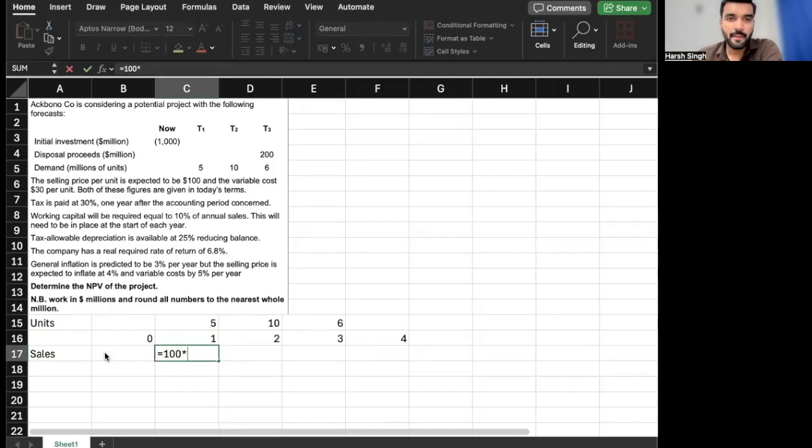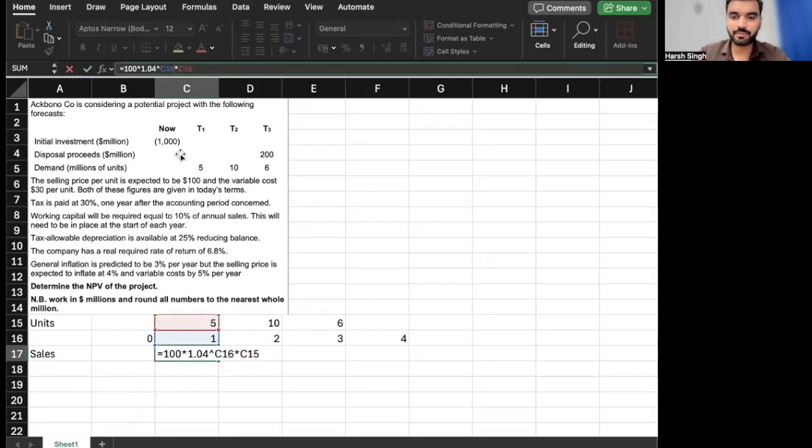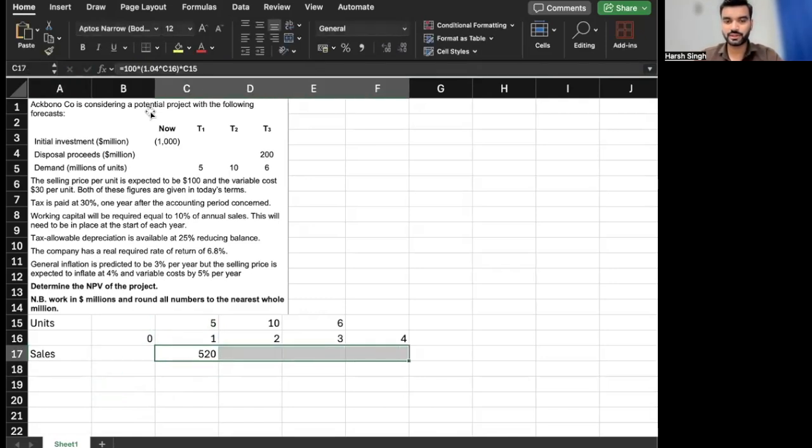But remember everyone, the general inflation is 3%, and the selling price is expected to inflate at 4%. So now we have to increase the value over here: 1.04 raised to the power 1, multiplied by the value. I'll put this power in brackets so we won't get confused.